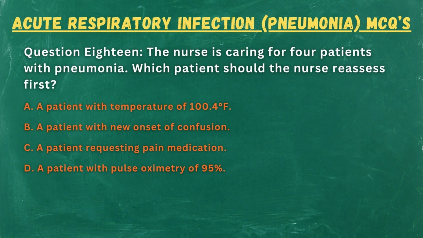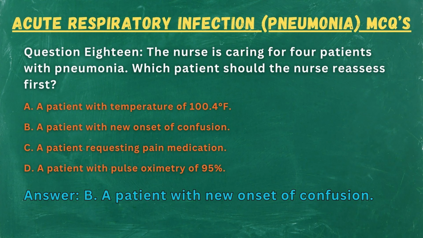Question 18. The nurse is caring for 4 patients with pneumonia. Which patient should the nurse reassess first? A. A patient with temperature of 100.4 degrees Fahrenheit. B. A patient with new onset of confusion. C. A patient requesting pain medication. D. A patient with pulse oximetry of 95%. Answer: B. A patient with new onset of confusion.